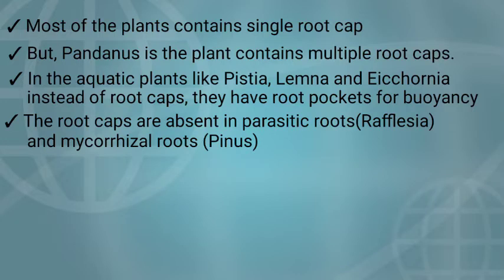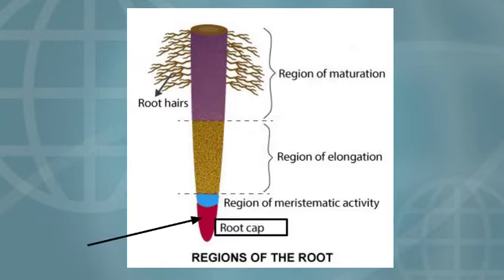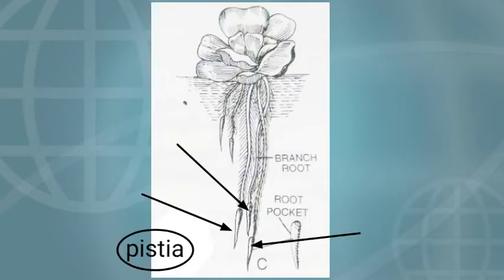Let's see the diagrammatic representation of root cap. So here the red color part which is protecting the meristematic region is called root cap. Let's see the diagrammatic representation of Pistia. In Pistia, instead of root cap, they contain root pockets for buoyancy.